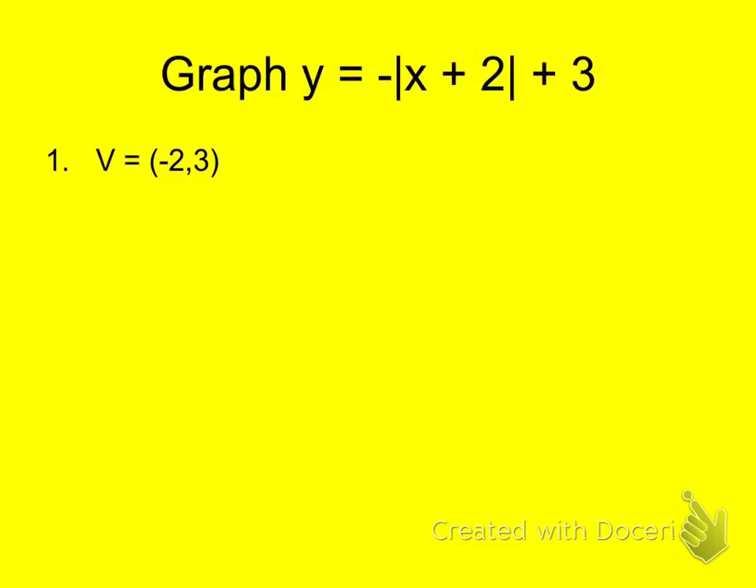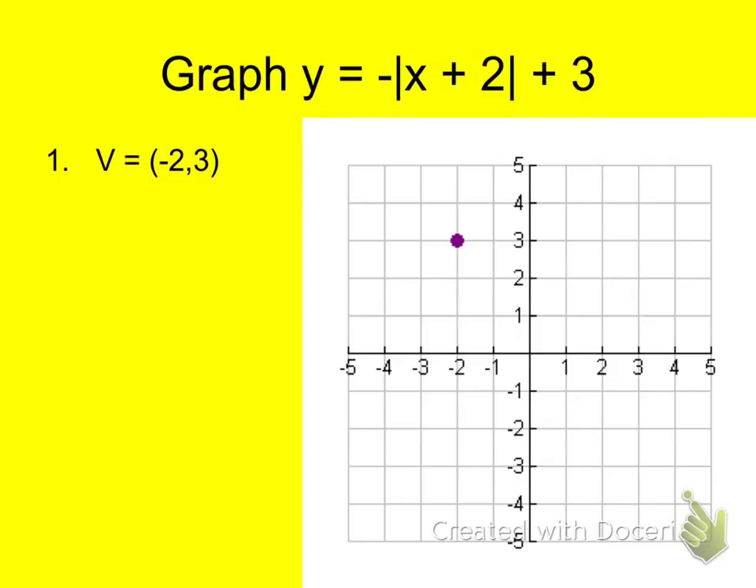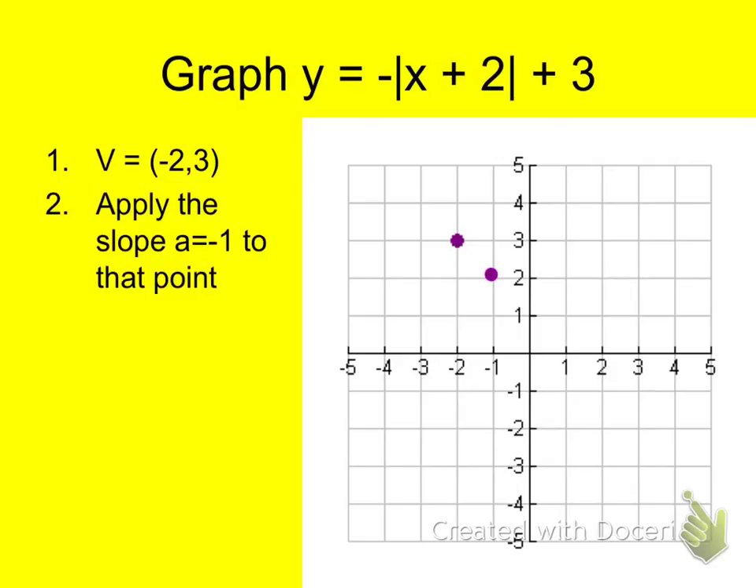Let's try an example. First, let's locate the vertex. The vertex can be found using the h, which is right here. We're going to change that sign. It's going to be -2, 3. Plot the point. We're going to apply the slope. Did you find the slope? It's right here. Maybe you didn't recognize that that was -1 in that imaginary 1.